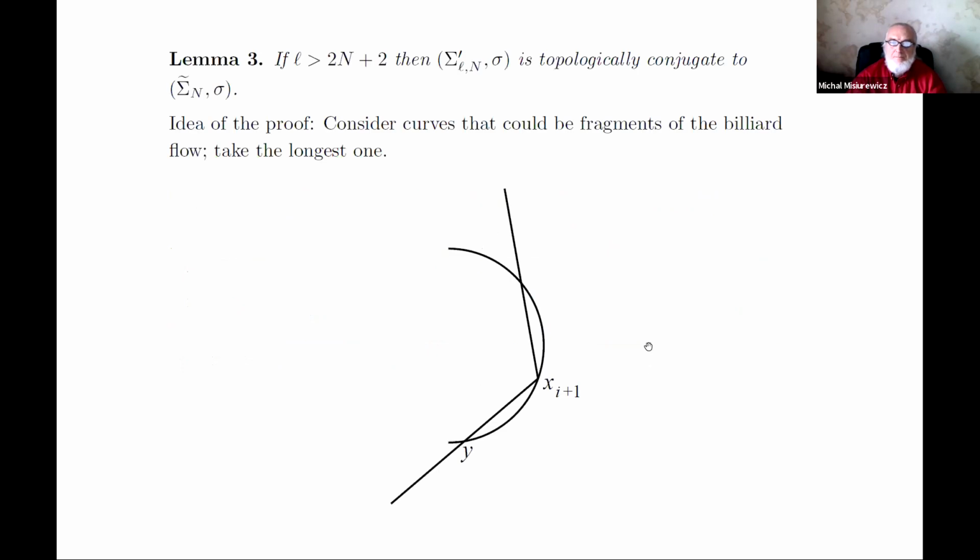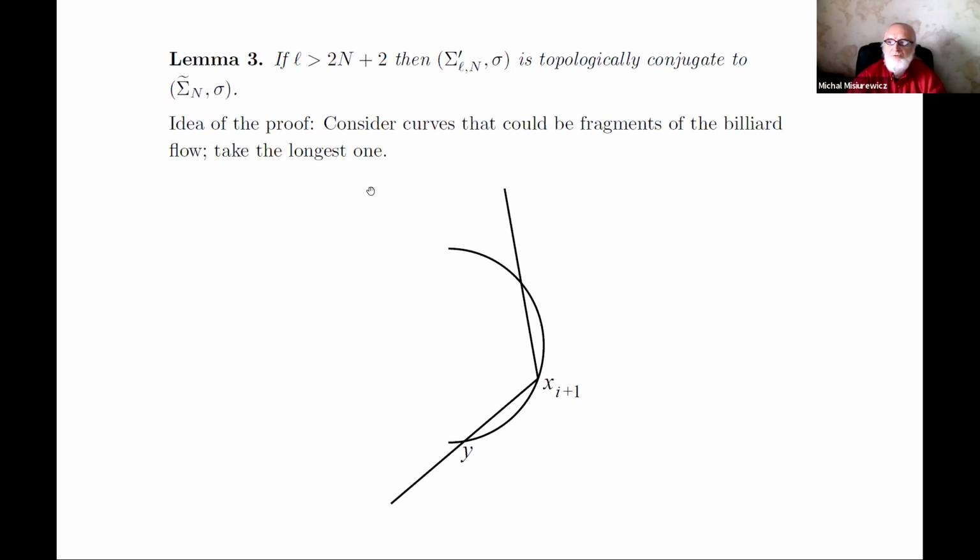Okay. And then again, for L sufficiently large, this system and this system are topologically conjugate. And this picture was supposed to illustrate something that... okay, I already remember. So what is the idea of the proof?